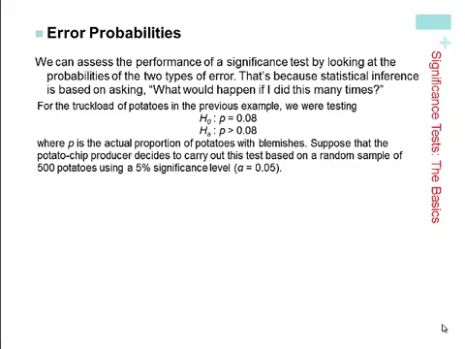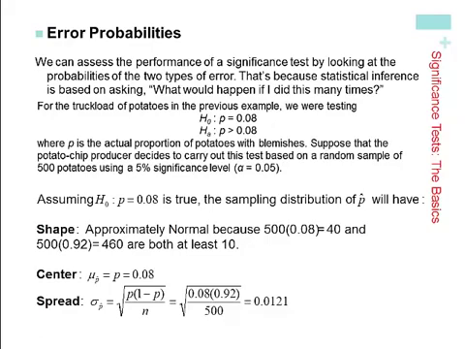For the truckload of potatoes in the previous example, remember we were testing the null hypothesis of p being equal to 0.08 and the alternative p being greater than 0.08, where p was the actual proportion of potatoes with blemishes. Suppose that the potato chip producer decides to carry out a significance test based on a random sample of 500 potatoes using a 5% significance level. In other words, alpha would be 0.05.